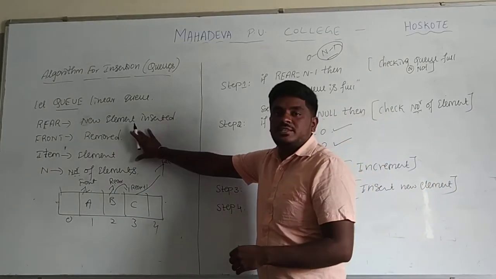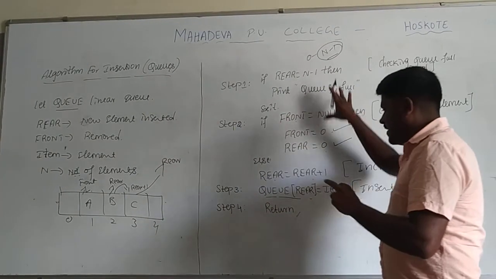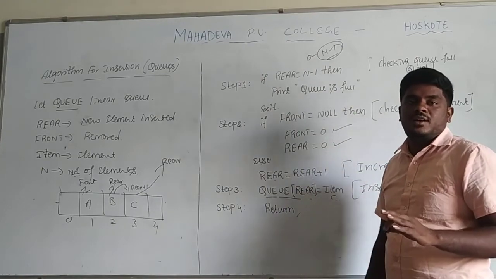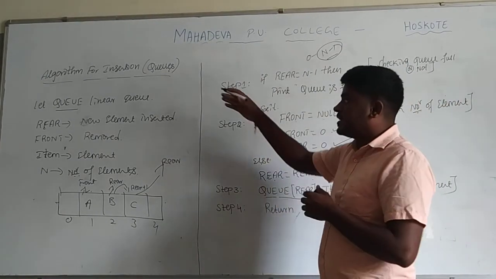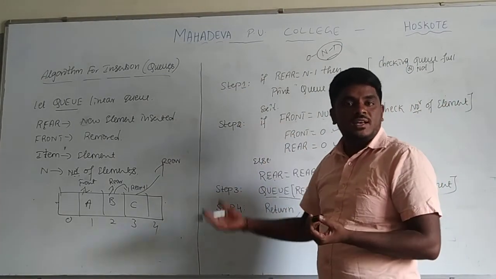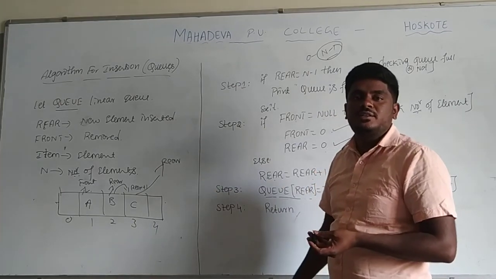For terms explanation it is 1 mark and the algorithm is 2 marks. Like that they will ask. If they ask both queue insertion and deletion, definitely it will be a 5 marks question. Understood? Thank you.